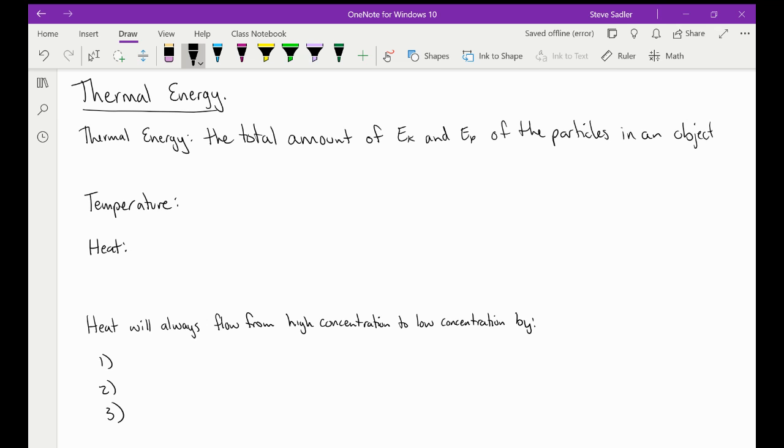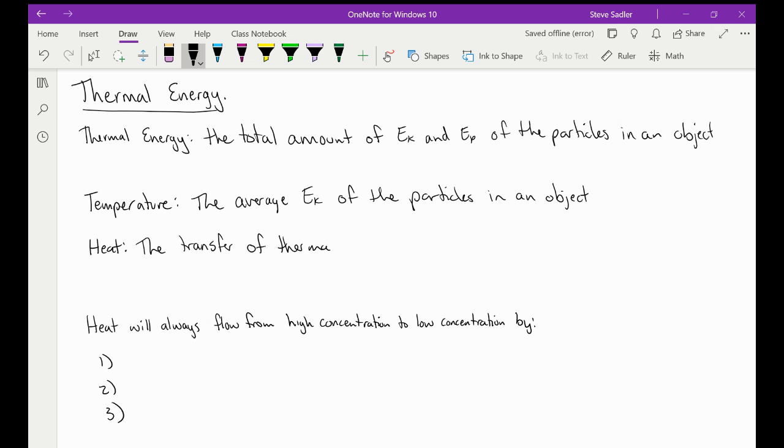Temperature is the average kinetic energy of the particles in an object. We will actually use temperature in the thermal energy formula. And then heat is the transfer of thermal energy.